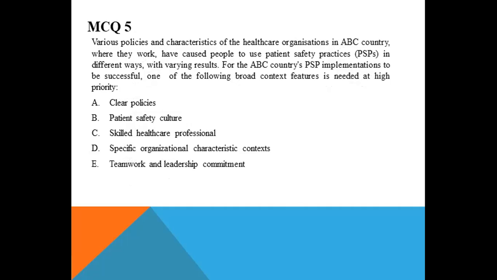MCQ 5. Various policies and practices of healthcare organizations in ABC country have forced people to use patient safety practices in different ways with varying results. For patient safety practice implementation to be successful in ABC country, which one of the following broad context features is needed at high priority? Alpha, clear policies; beta, patient safety culture; C, skilled healthcare professional; delta, specific organizational characteristic context; E, teamwork and leadership commitment. E is the correct option. According to the WHO strategy, teamwork and leadership commitment is most important to ensure patient safety measures achieve maximum results at high priority.